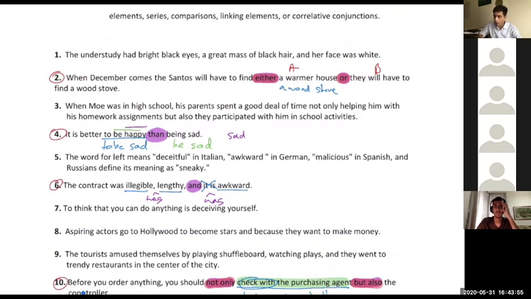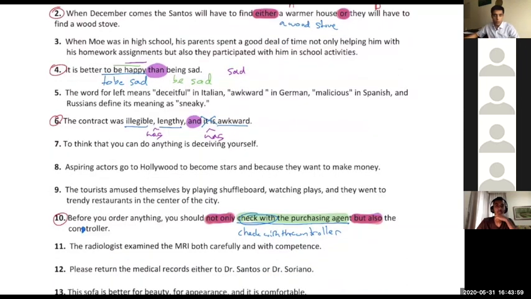Cool. Does this make sense? Quick poll. Is this making more sense? Nice, you guys are getting it. All right, all right, all right. Cool, cool, cool.